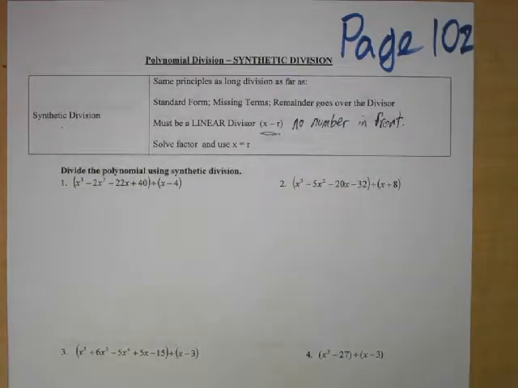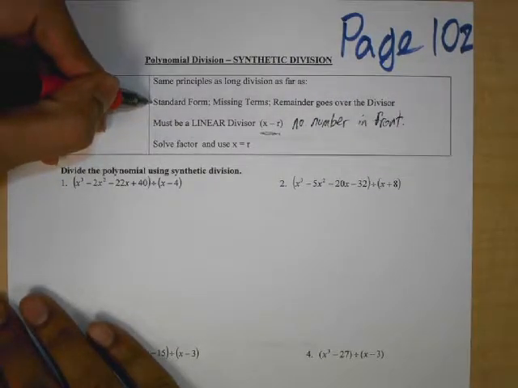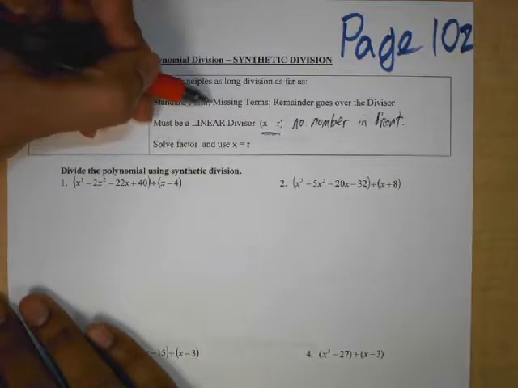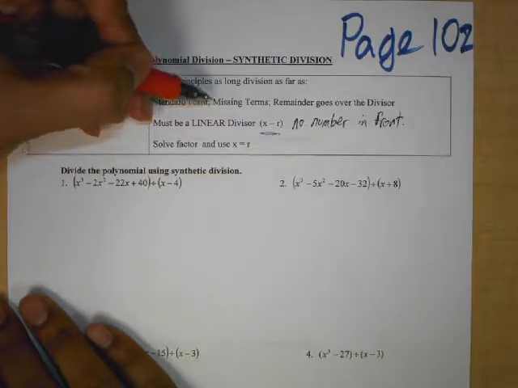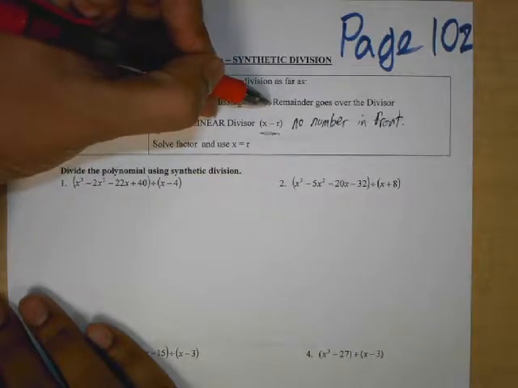Now, here they mention we have to make sure we follow the same conditions that we did with long division. Standard form, first of all: everything needs to be in order in terms of the exponents. No gaps in your order. If there are missing terms, you should fill them in with zeros. And we're going to write the remainder the same way as before, as a fraction over that divisor.